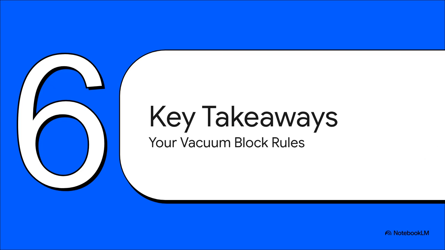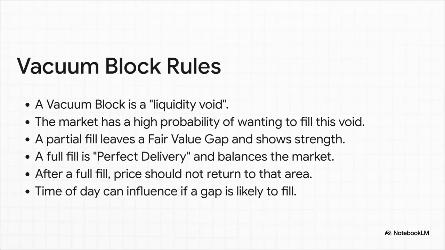All right, let's wrap this all up with the key rules you absolutely need to remember. You can think of this as your personal cheat sheet for trading the vacuum block. Let's recap. First, a vacuum block is just a liquidity void. The market almost always wants to come back and fill this void. A partial fill is a sign of strength, and it leaves behind a fair value gap. But a full fill, that's the perfect delivery that balances the books.